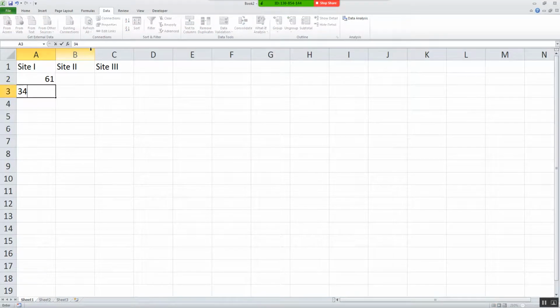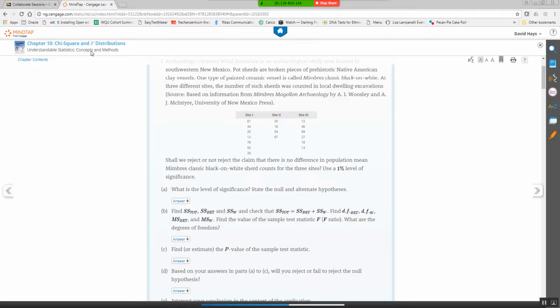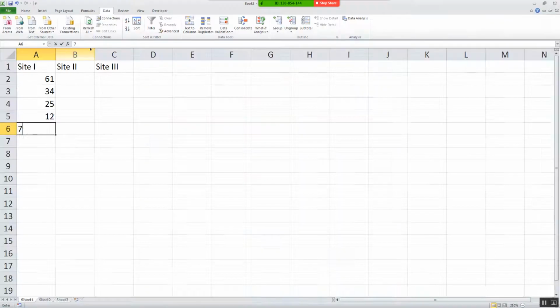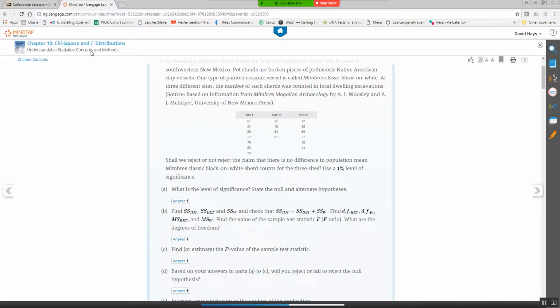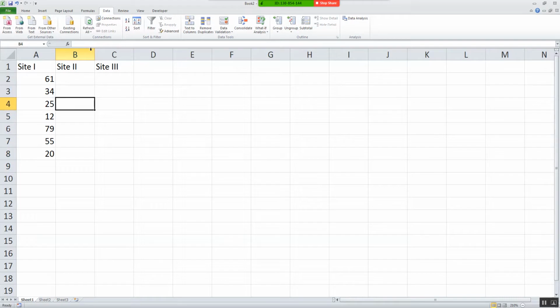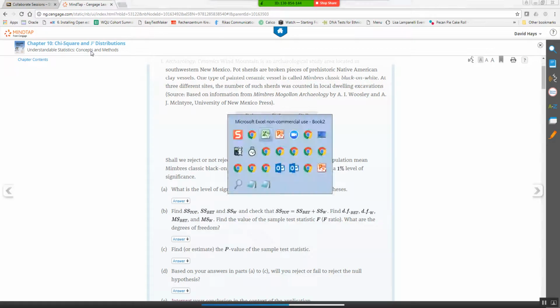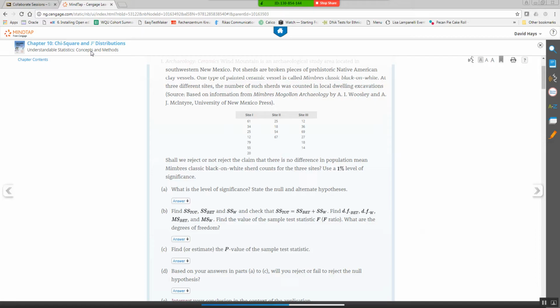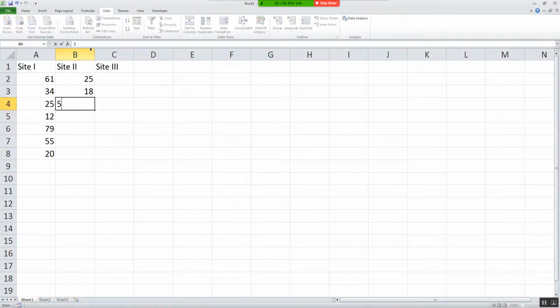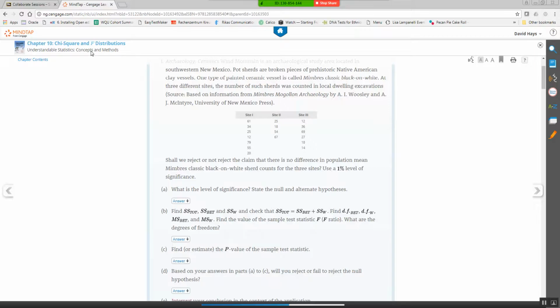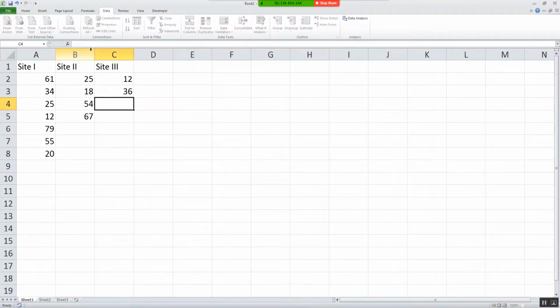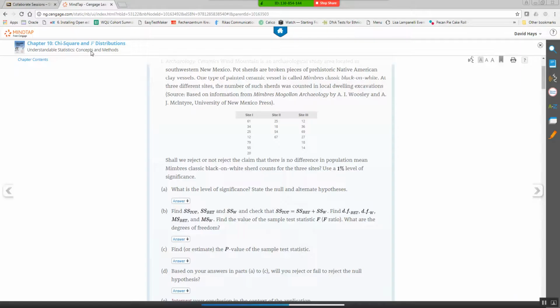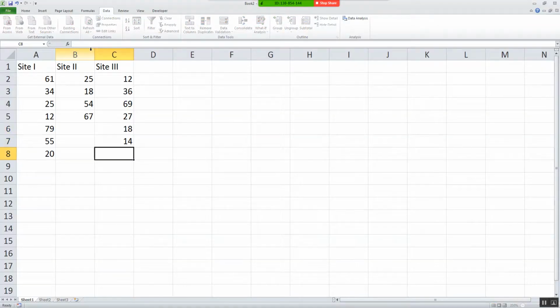61, 34, 25, 12, 79, 55, 20. Then site 2, 25, 18, 54, 67, 12, 36, 69, 27, 18, 14.